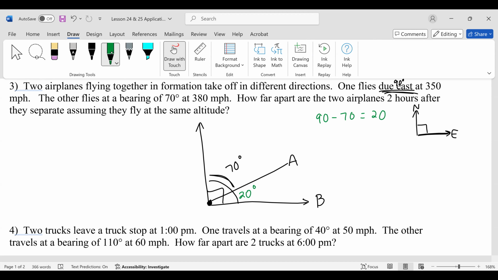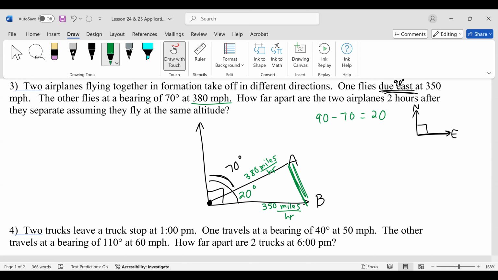Okay, so that's my picture. The plane that went 70 degrees is going 380 miles per hour. And this one that went 90 degrees, because it went straight east, is 350 miles per hour. It asks, how far apart are the planes? So I want to know this distance. How far apart are the planes after 2 hours?